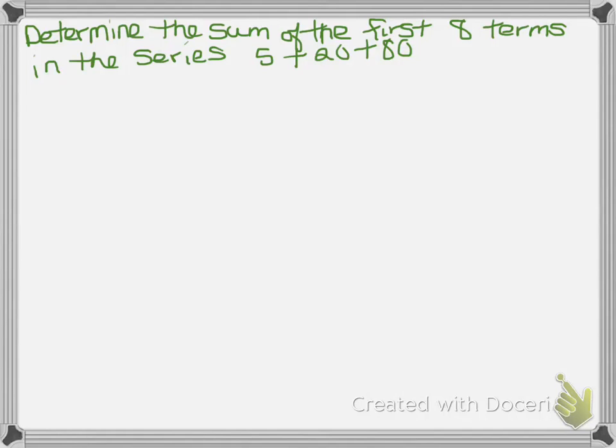So 20 divided by 5 gives me 4, and if 80 divided by 20 is also 4, then we know that chances are it is a geometric series. So it is a geometric series, so we know there's 2 formulas that we can choose from, and we can use either one. It doesn't matter, but it's preferable to make sure our terms stay positive if we use the formula for when r is greater than 1.